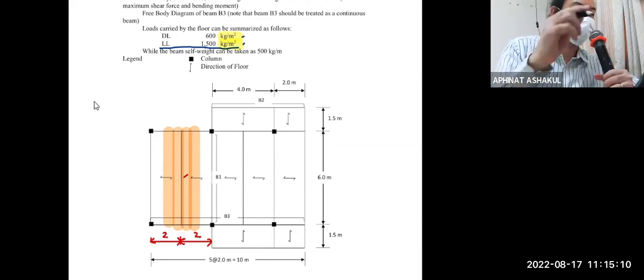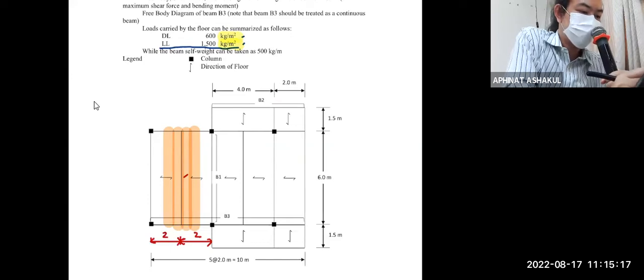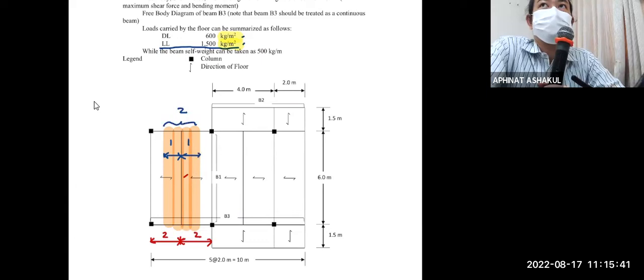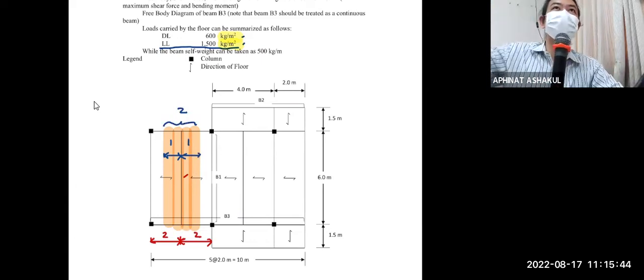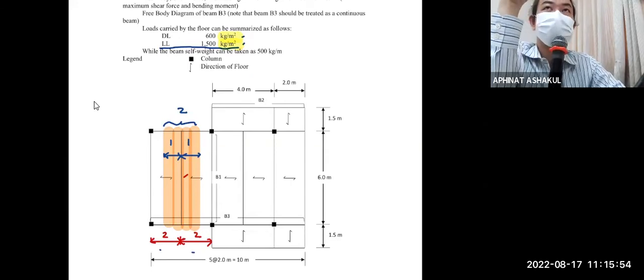Okay. So right here, if that's two, that's two. So that means this is one. That's one, and that is also one. So which means the tributary width is in fact 2 meters. If you place everything evenly, the spacing of the beam, it's 2 meters, is in fact the tributary width, right? Simple as that.